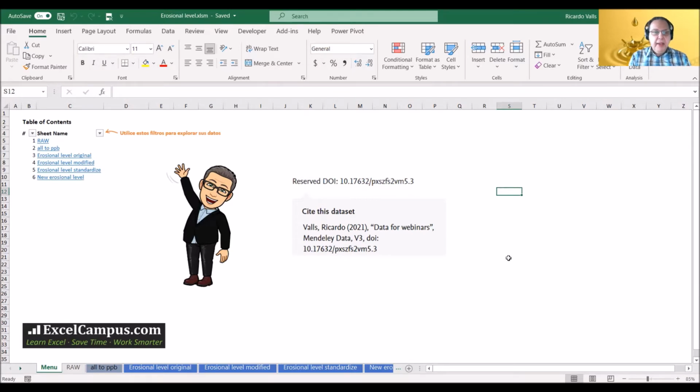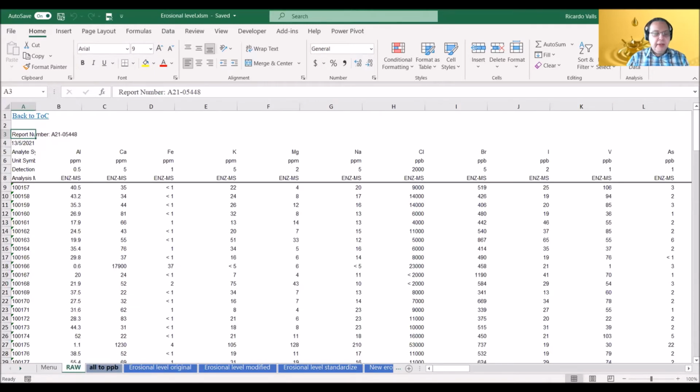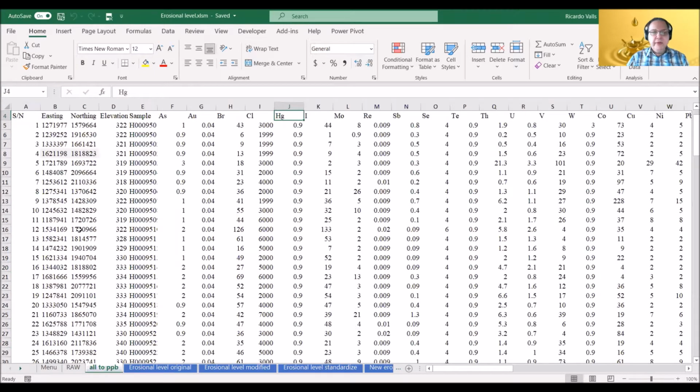And anybody that would like to work with this data, you can come here. This is in Mendeley data. You can download this Excel table. It consists of original raw data, then all the material was converted to ppbs, so it will be one unit, and it contains also UTMs and data from the elevation.